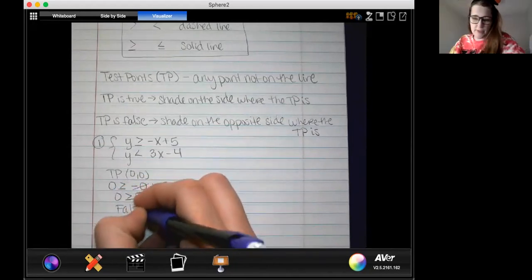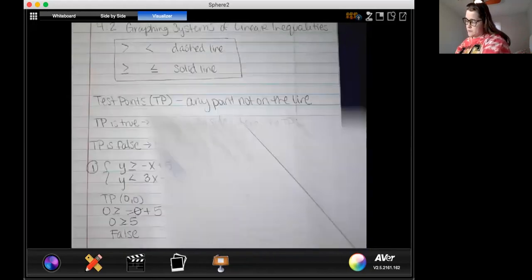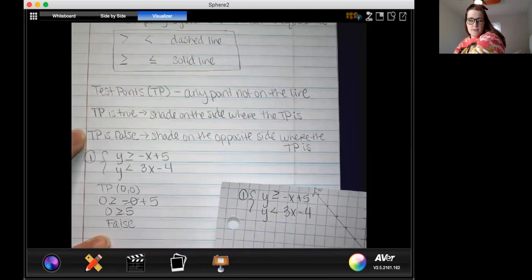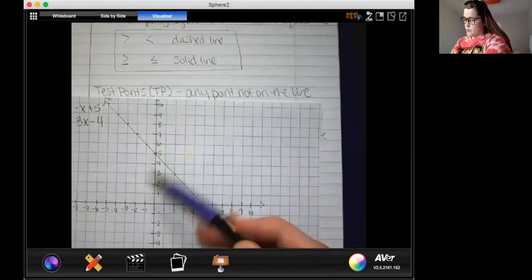Good job, Louise. It is false. Because it is false, that means we're going to shade on the opposite side from where the test point is. So (0, 0) is on the left side, so I'm going to shade on the right side.